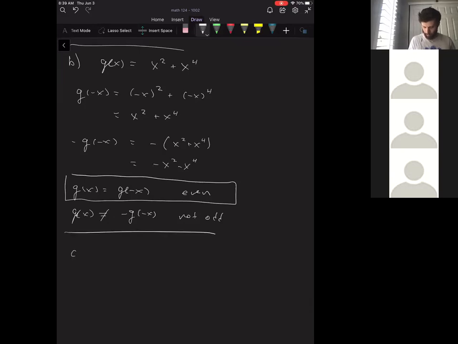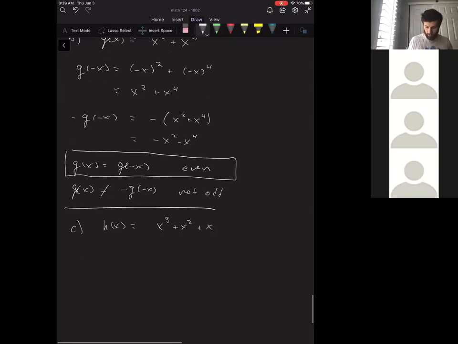In our last example, how about we do it with h of x equals x cubed plus x squared plus x. So we need to find h of negative x. So this is going to be minus x cubed minus x squared plus minus x. If we take a negative to an odd power, it stays, so we're going to have minus x cubed. Here the minus sign goes away, so x squared, and there the minus sign stays. So there's h of minus x.